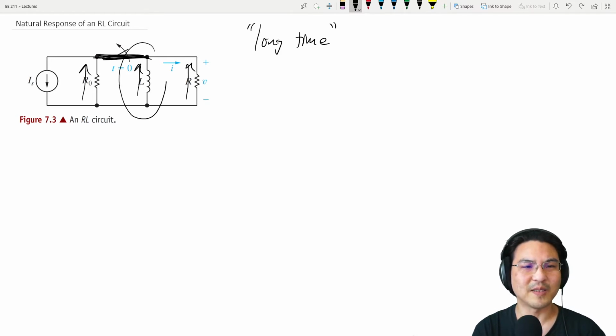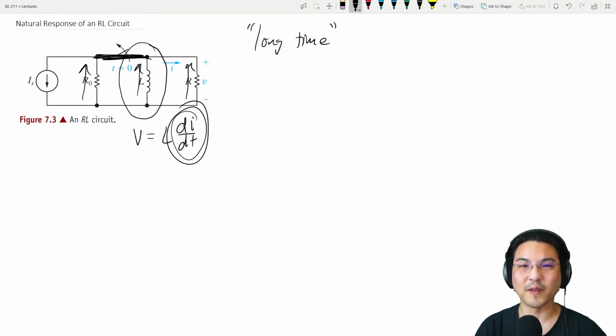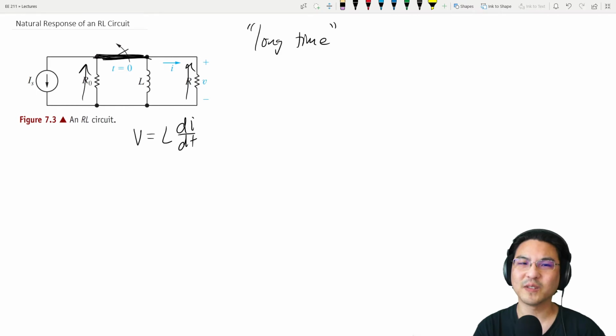Now, that's something interesting. If the current through an inductor is constant, what does that mean? What's the voltage across an inductor? L di/dt. So if the current is constant, look at this. The time derivative of a constant is 0, which means the voltage across the inductor is 0. Voltage across the inductor is 0 means it's like a wire. It behaves as a short circuit. Right, so imagine this is just a wire.